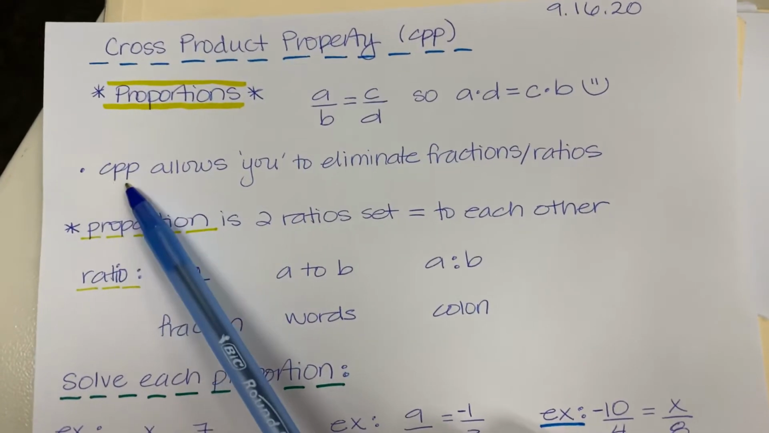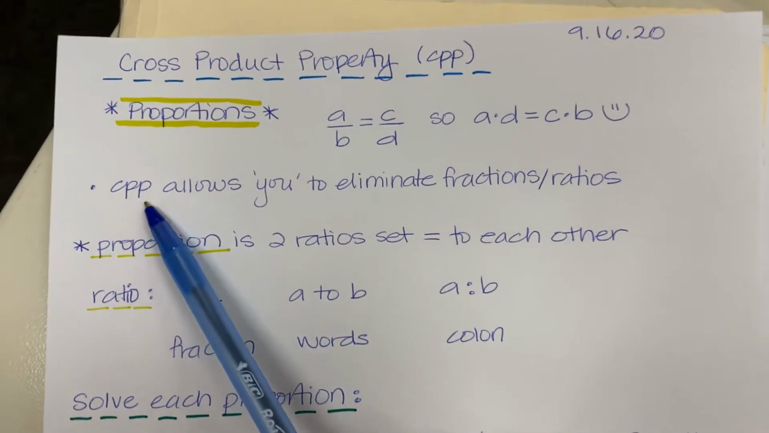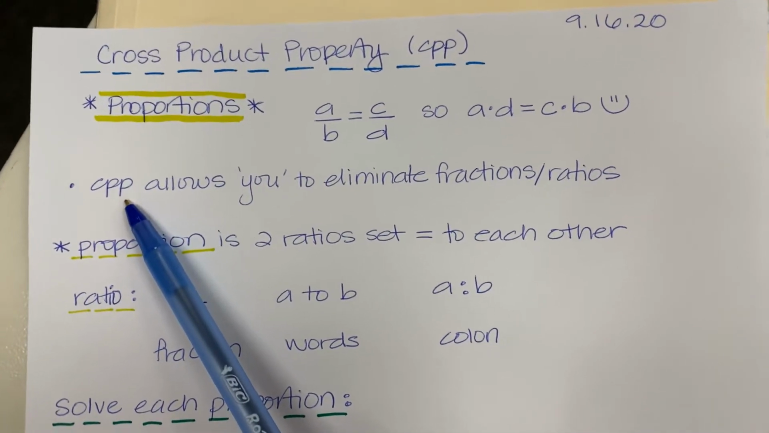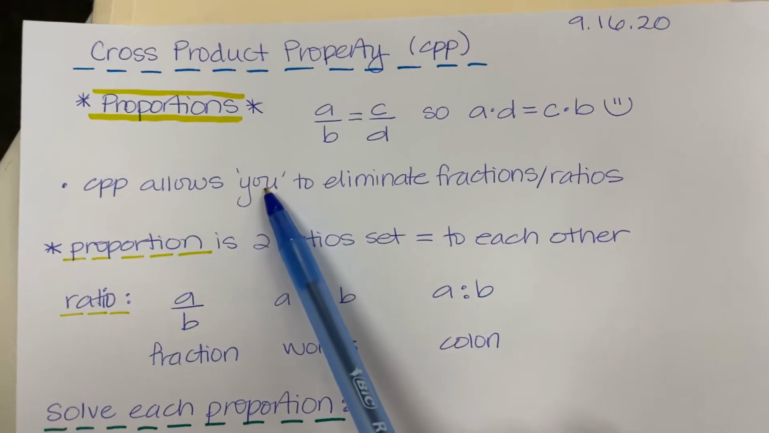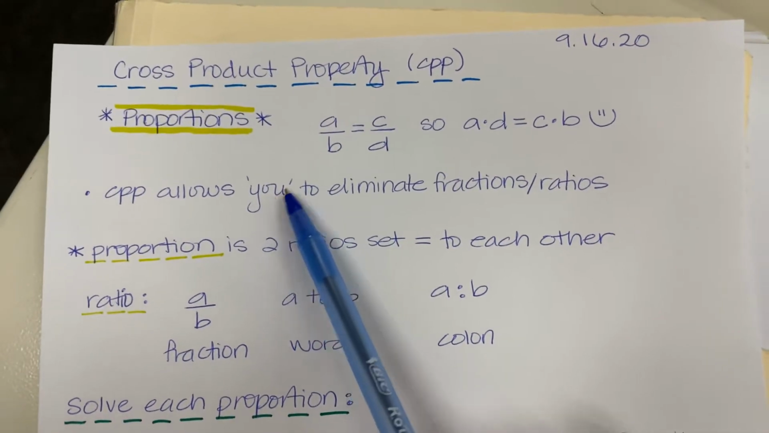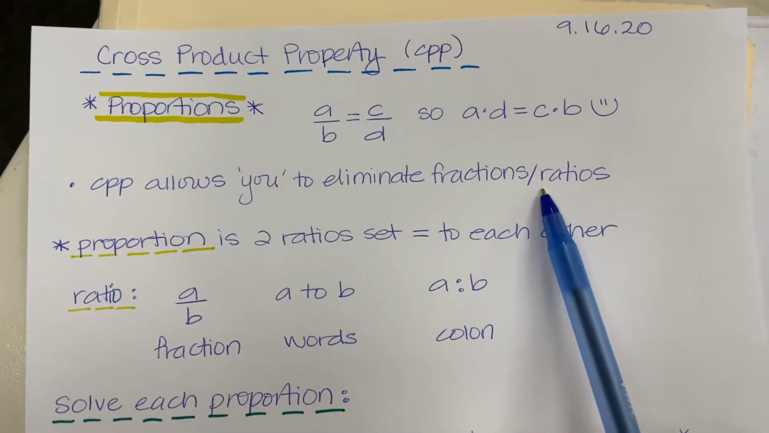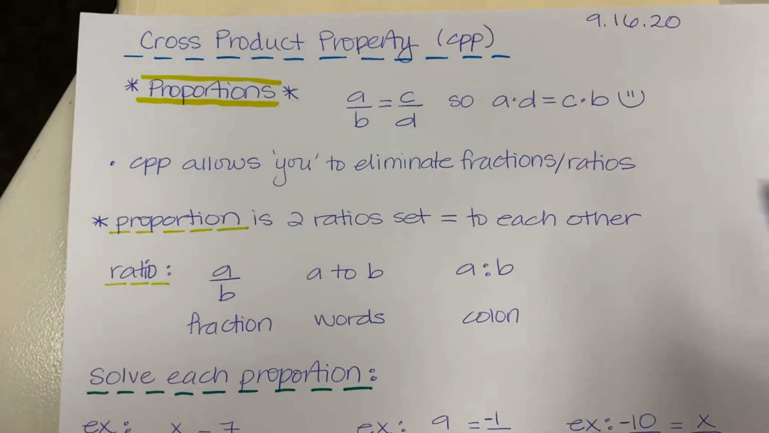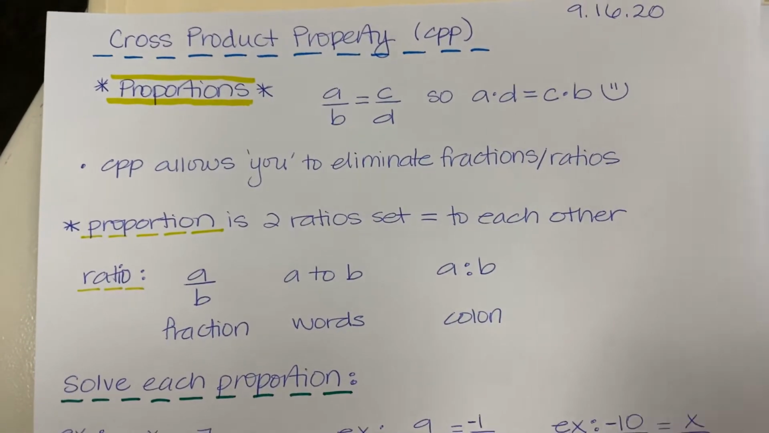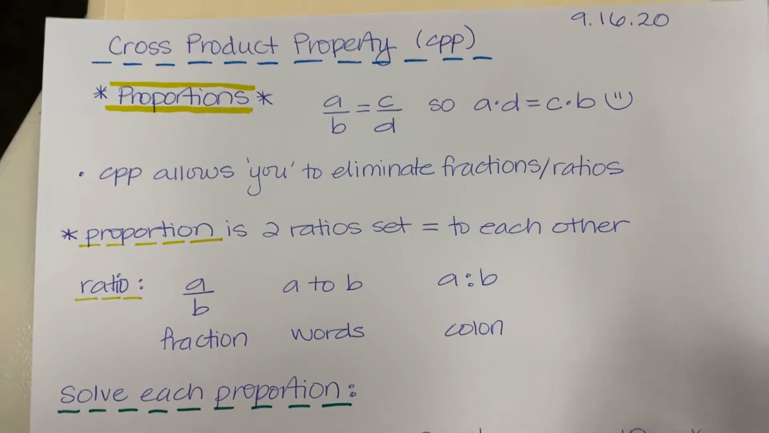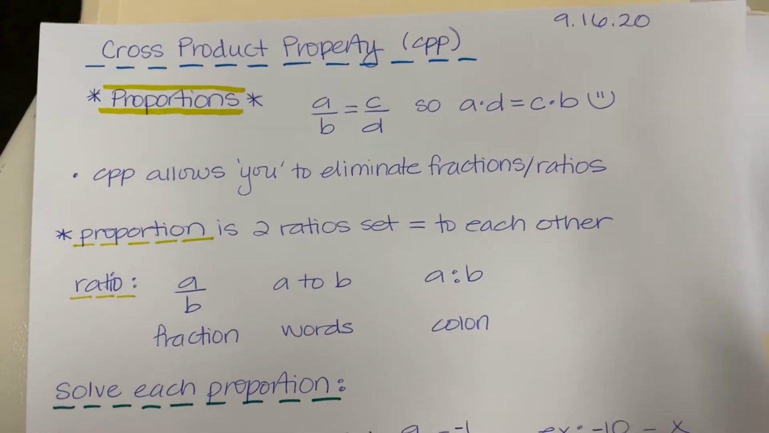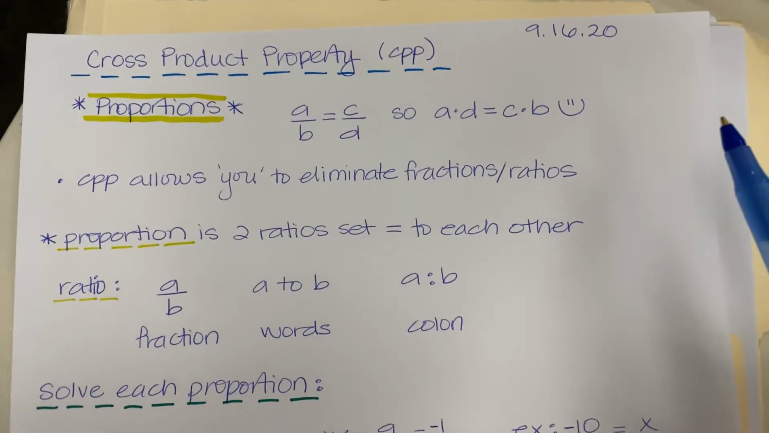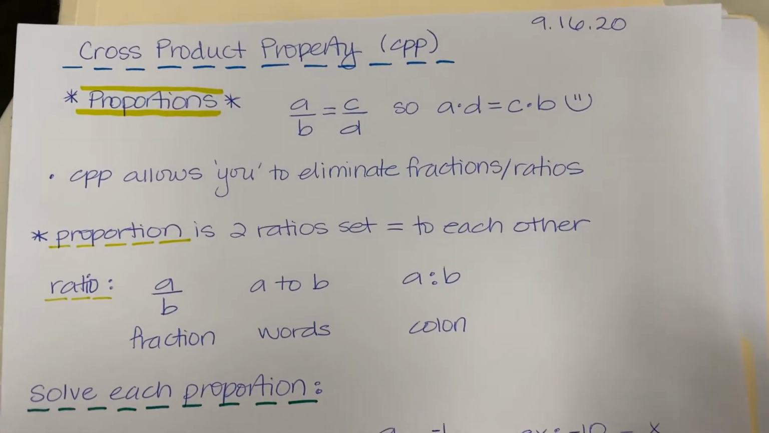The great thing about the cross-product property, I love the cross-product property, is it allows you, me, the student, whoever is practicing, to eliminate fractions and ratios so that you get a nice, pretty horizontal equation that you can just mess with and clean up. Your final answer could be a fraction or a decimal, though, so it doesn't mean that your end answer is an integer, and you'll see that from these examples.